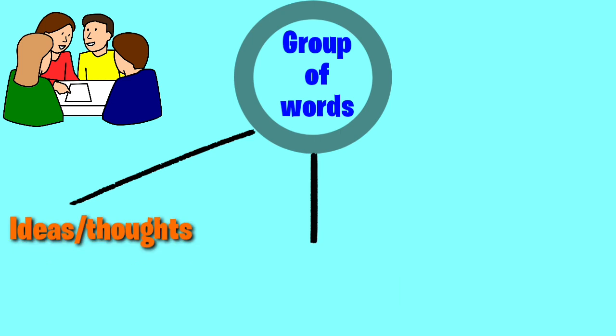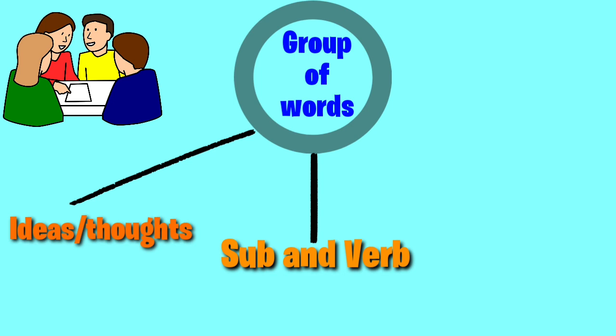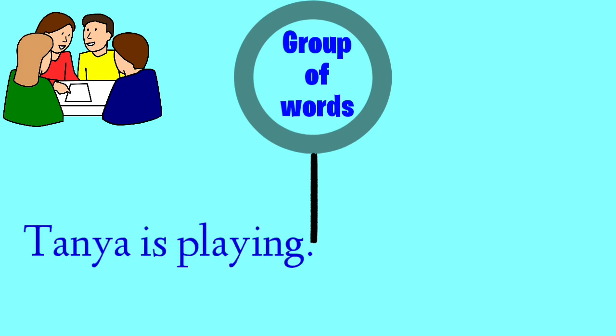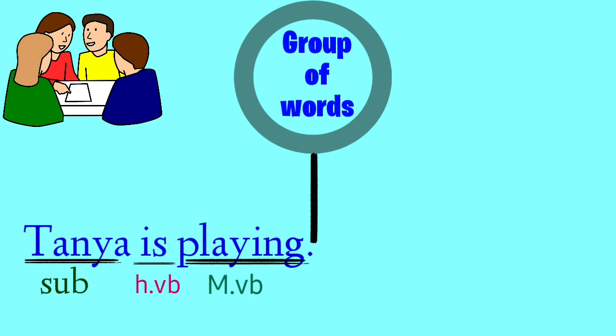Number 2 characteristic के हो? A sentence or group of words must have a subject and a verb. के हुनुपर्छ? एउटा सब्जेक्ट र वर्ब प्रेजेन्ट हुनुपर्छ सेन्टेन्समा. फर इक्जाम्पल, तान्या इज प्लेइङ. सो यो सेन्टेन्स हेर्नुहोस्, तान्या तपाईको सब्जेक्ट भयो, इज योर हेल्पिङ वर्ब एन्ड प्लेइङ इज योर मेन वर्ब. सो सिन्स यो सेन्टेन्समा सब्जेक्ट एन्ड वर्ब इज प्रेजेन्ट. सो दिस इज अ सेन्टेन्स.